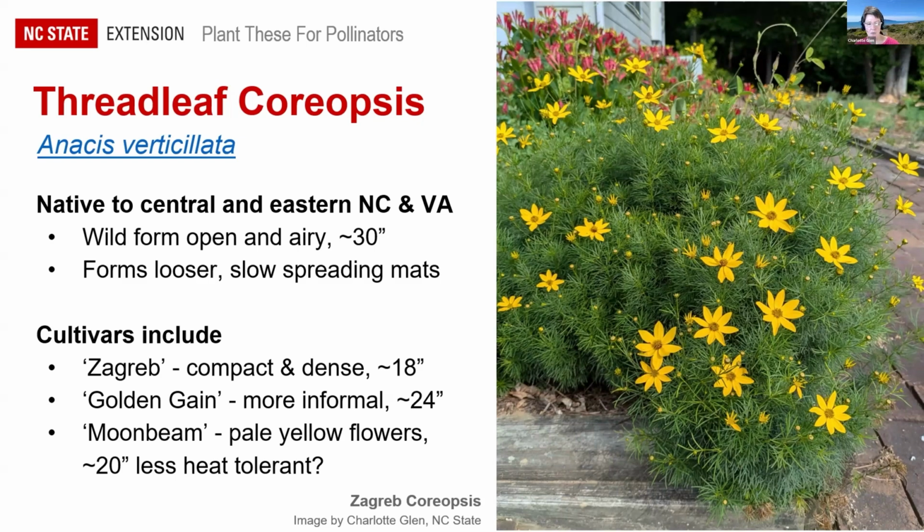And you may have heard of a variety named Moonbeam, which has pale yellow flowers. And it may either be verticillata or a hybrid of verticillata. I think it's more likely a hybrid of verticillata, but that one isn't as persistent or as heat tolerant here in the South. So I would stick to either the Zagreb or Golden Gain, the bright yellow varieties, for long-lived, if you're really looking for that long-lived perennial.